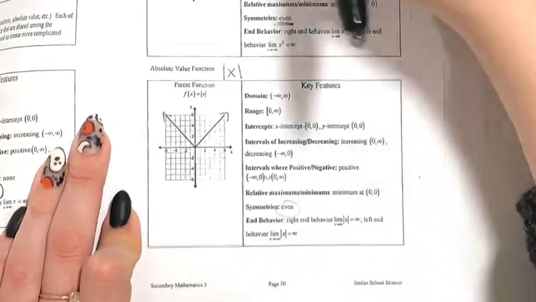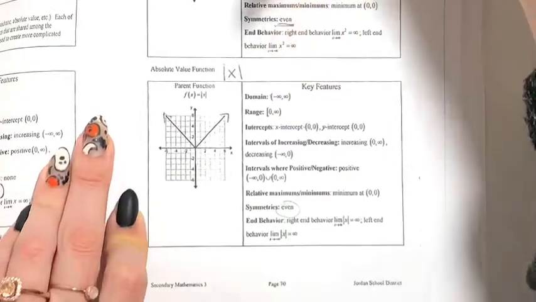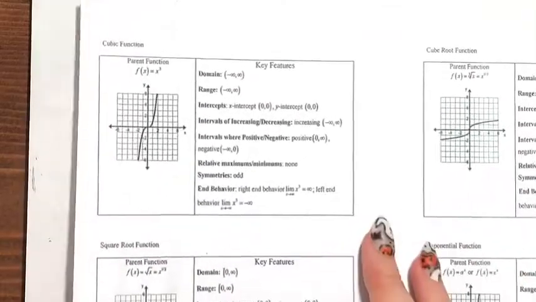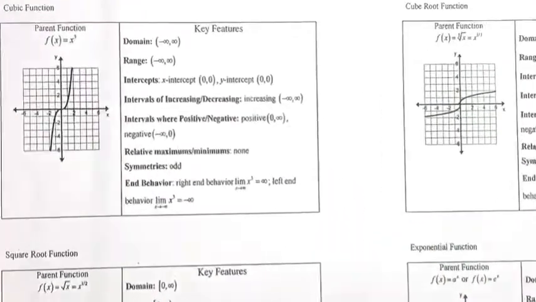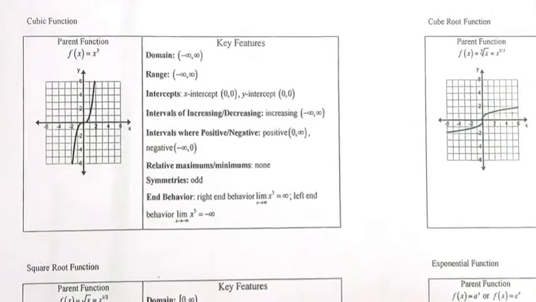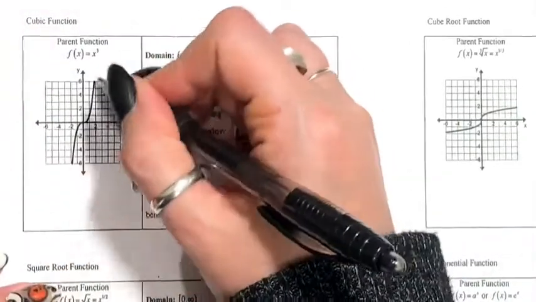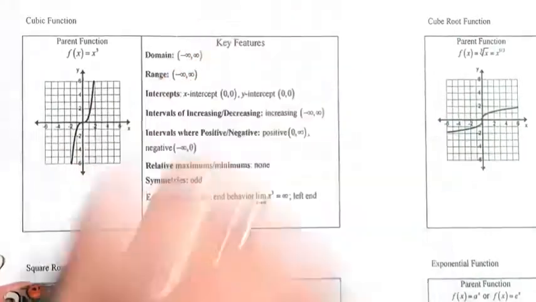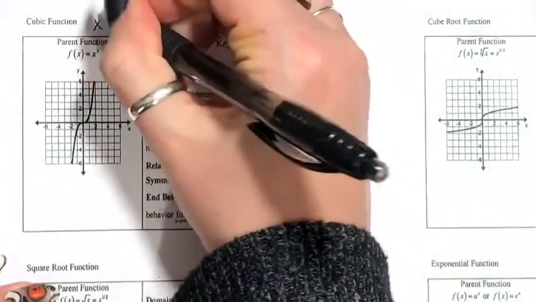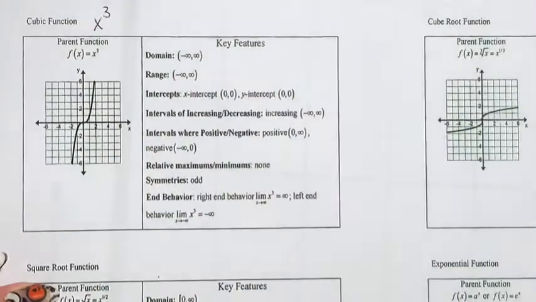Okay, so that is the absolute value function. Got a couple more. The next one we're going to look at is the cubic function. A cubic function gives kind of this little, I don't know if you'd call it an S shape maybe. We get kind of a little squiggle here. That's going to be for x cubed, anything that has an x cubed in it.